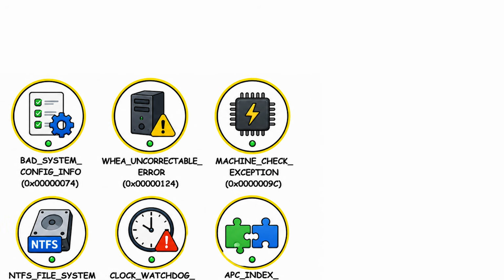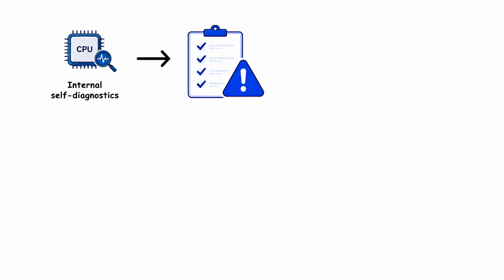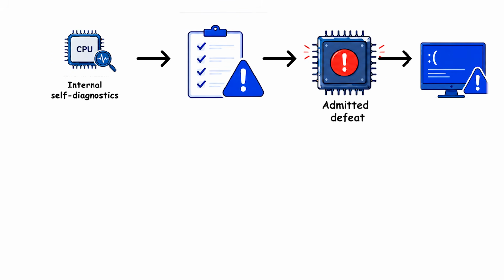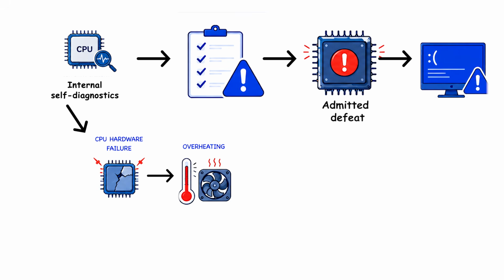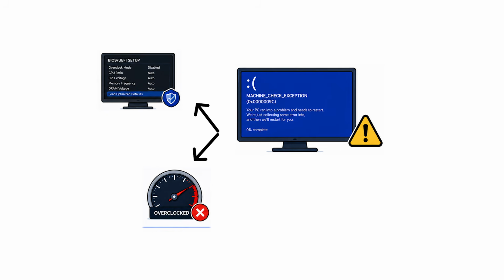Machine check exception. Modern CPUs run their own internal self-diagnostics constantly, and this is what happens when the processor's own circuitry flags a fatal internal error. This is about as close to your hardware just admitting defeat as a blue screen gets. Usually a failing or overheating CPU or unstable voltage from an aggressive overclock. The tell: if your system is overclocked at all, that's the first thing to undo.